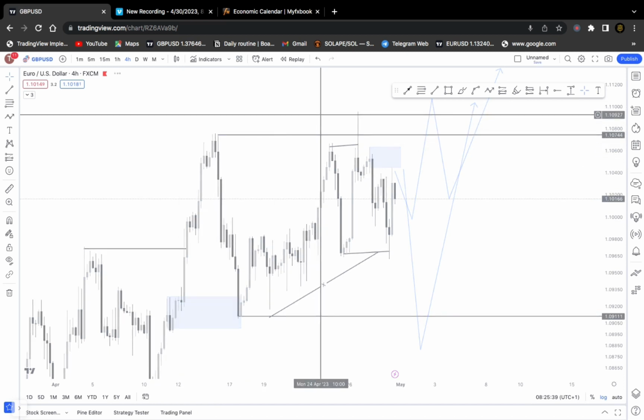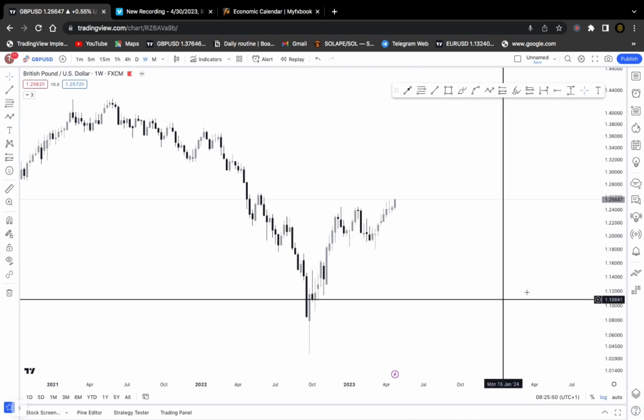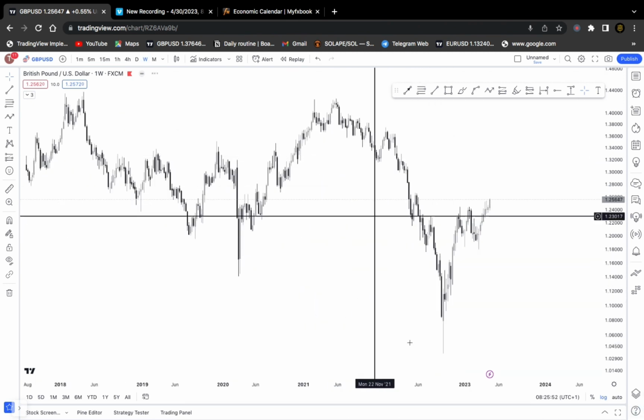The next we are looking at is the GBPUSD, and as always, we are starting from our weekly time frame. And on our weekly time frame, we could clearly see that we are still very bearish.